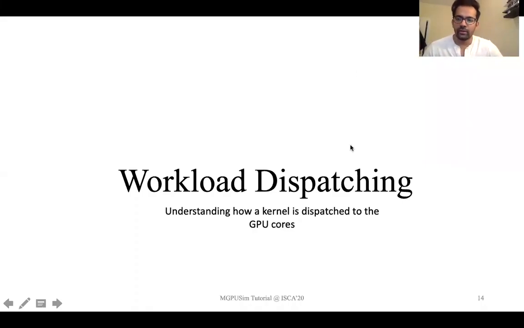Welcome back, everyone. Now we are going to take a look at how the workload dispatching mechanism works, or how the kernel is actually dispatched to the GPU cores. There are two major components involved here from the GPU side: the command processor and the asynchronous compute engine, or the dispatcher.